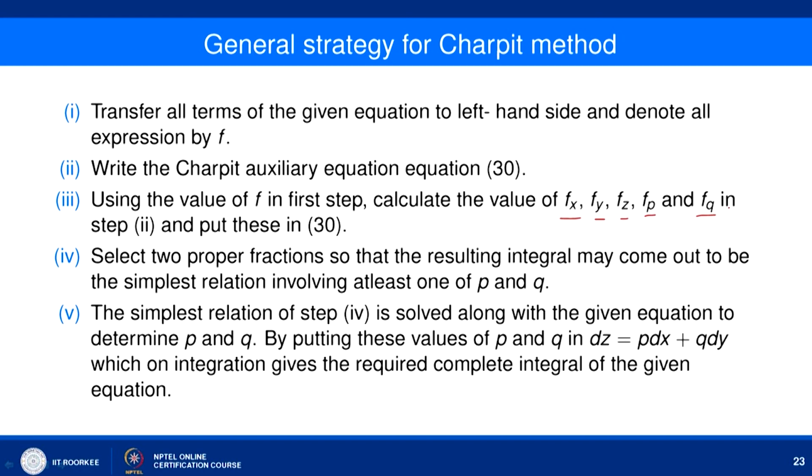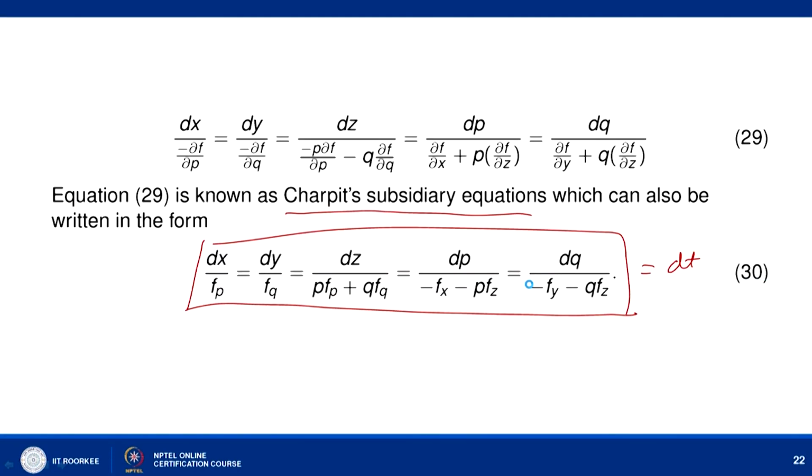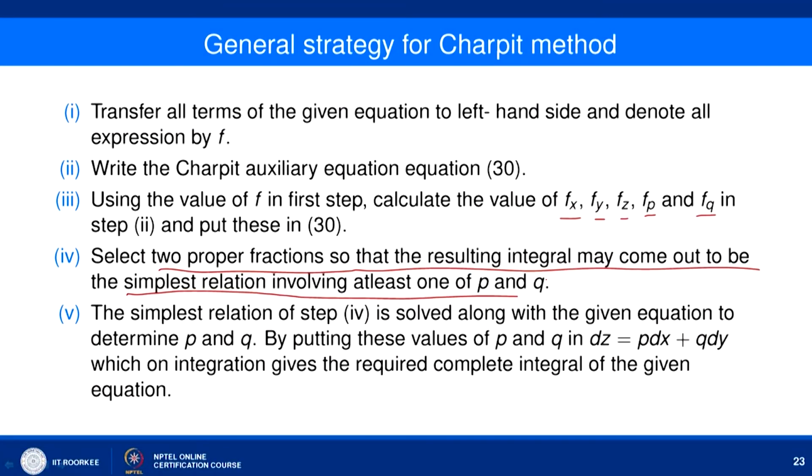And then this is a very important step: select two proper fractions so that the resulting integral comes out to be the simplest relation involving at least one of p and q. So, out of this set of 5 you choose at least 2 so that we can get a simpler expression for p or q. Once we have an expression for p and q, the simplest relation of step 4 is solved along with the given equation to determine p and q. The given equation means f(x, y, z, p, q) equal to 0.